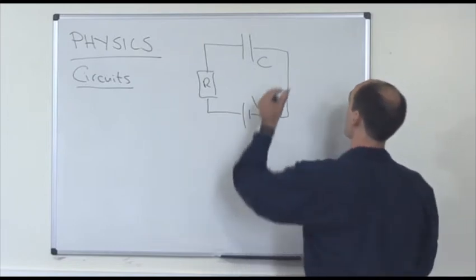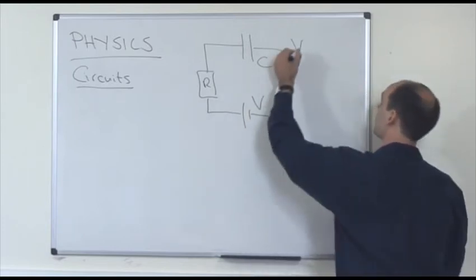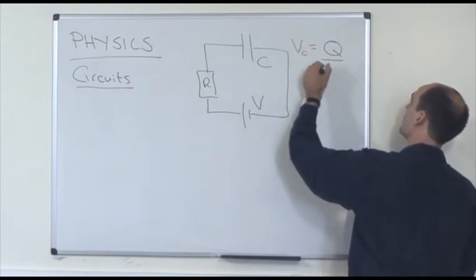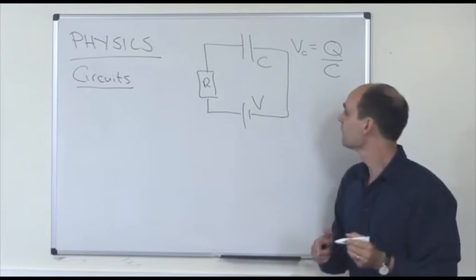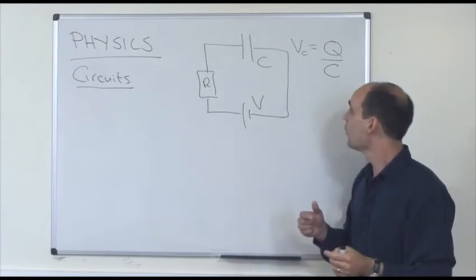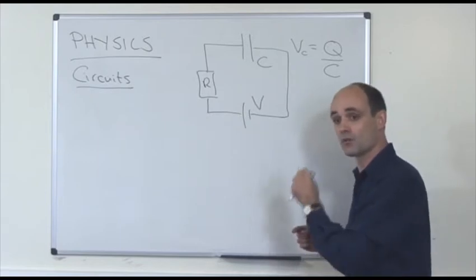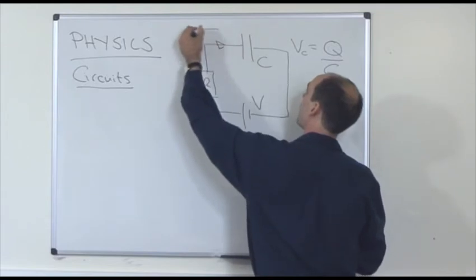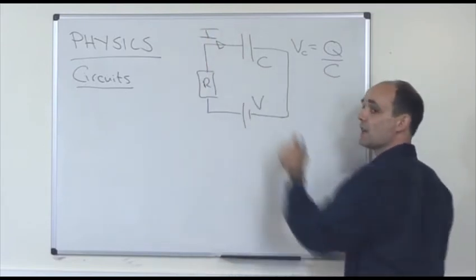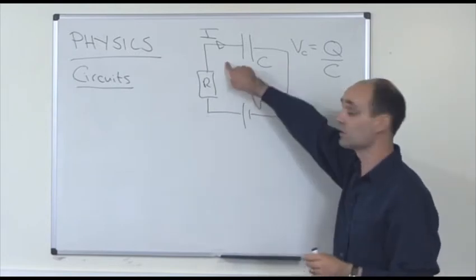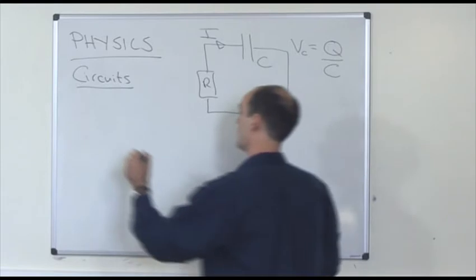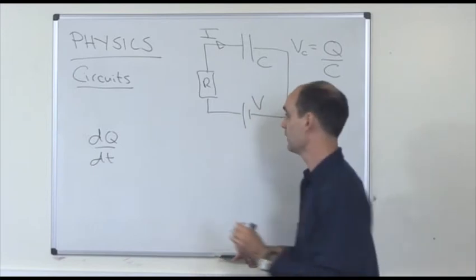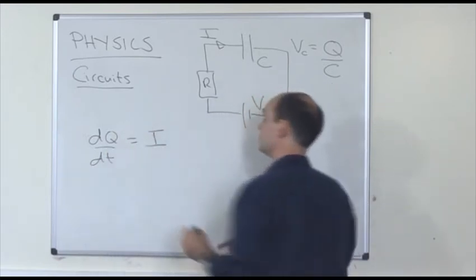And that relationship says that the voltage across the capacitor, let's call that V subscript C, is equal to the charge Q on the capacitor divided by the capacitance. So where does the rate of change come in here? Well, this battery here drives a current around the circuit. So let's give that a symbol I for the current. And the rate of change of charge on the capacitor is just the current flowing in the circuit. So we can go straight to saying dQ by dt, the rate of change of charge on the capacitor, is just equal to the current I.